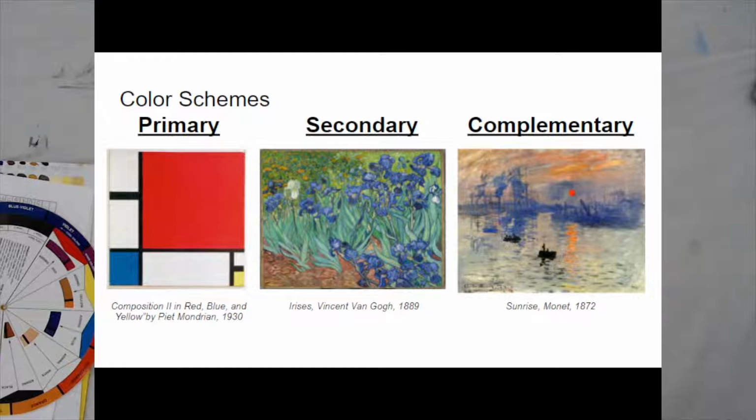To go along with this, I have examples of art from art history, famous works that reflect those color schemes. The first one is the Mondrian, Composition 2 in Red, Blue, and Yellow: red, blue, and yellow plus black and white. We have Van Gogh's Irises, which is a great example of a secondary color scheme, which again has the orange, the green, and the violet. And then the Sunrise by Monet is a beautiful example of a complementary color scheme. It has blues and oranges in it.